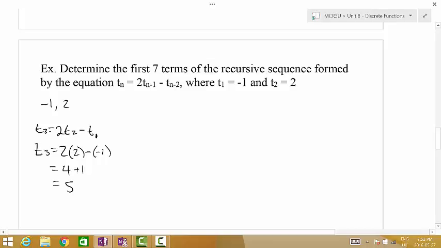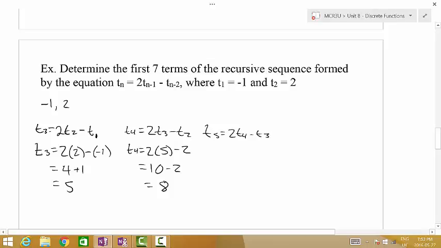Subtracting a negative gives us positive, so T4 is 2 times T3 minus T2. T3 is 5, T2 is 2, gives us 8, and so on. T5 is 2 times T4, which is 8, minus T3, which is 5.